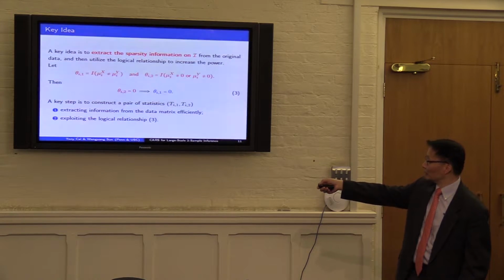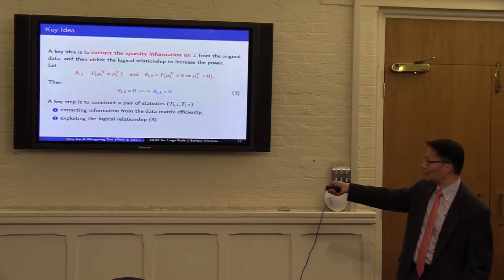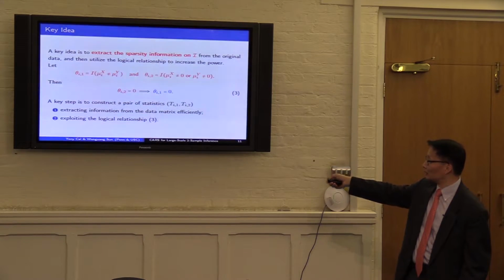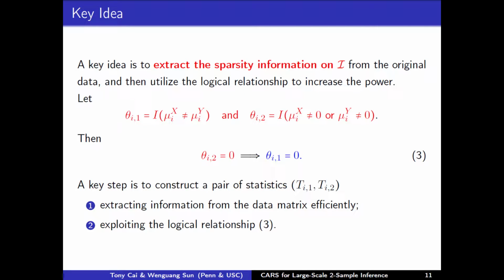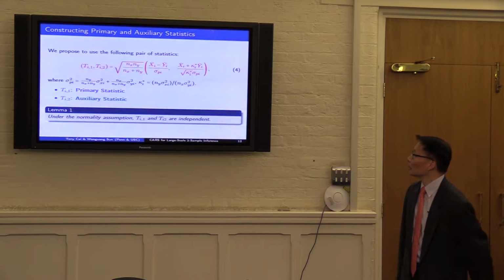So the key step is to construct not a single column of test statistics, but a pair of test statistics, Ti1 and Ti2. And then we extract information from the data matrix more efficiently this way than summarizing by a single column. Then try to exploit the original logical relationship. So here's our proposal.